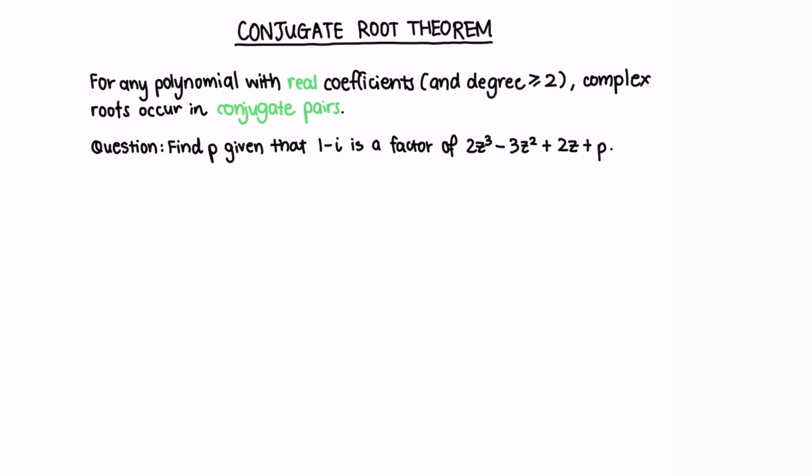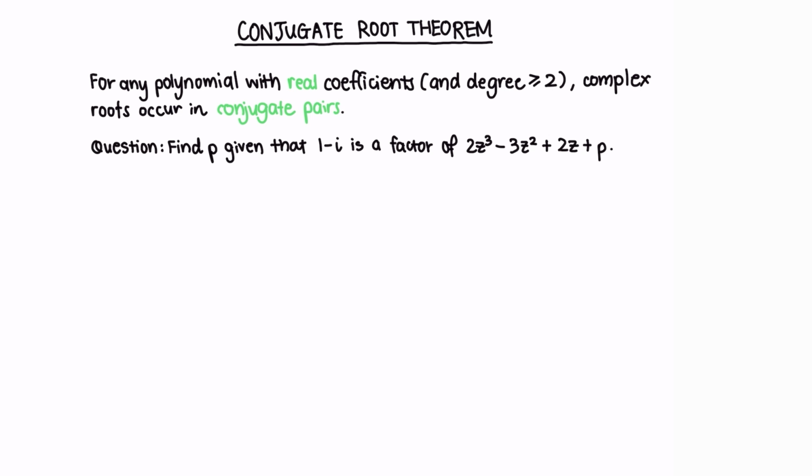Let's dissect the last part. For any polynomial with these conditions, complex roots occur in conjugate pairs. So do you remember what a conjugate is? For example, if I have 2 plus 3i, the conjugate will just be 2 minus 3i. Complex roots will occur in conjugate pairs. That means if 2 plus 3i is a root, this also means that 2 minus 3i is also a root. That's what it means by conjugate pairs.